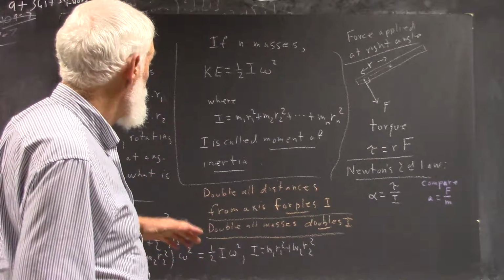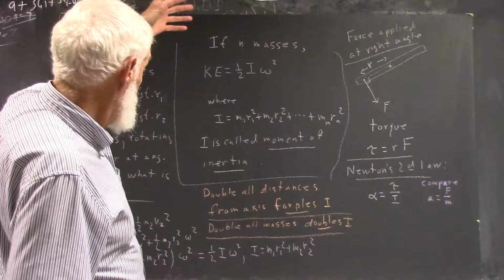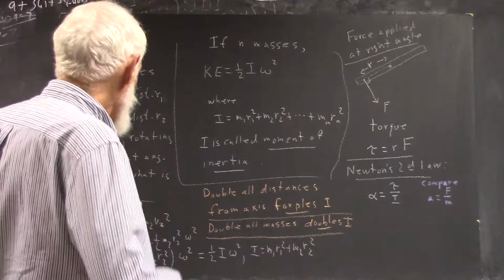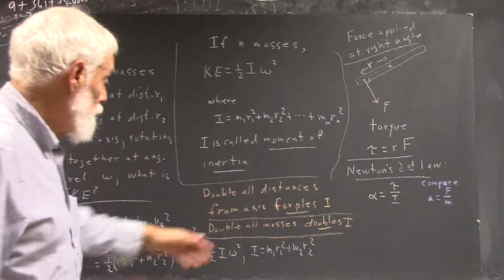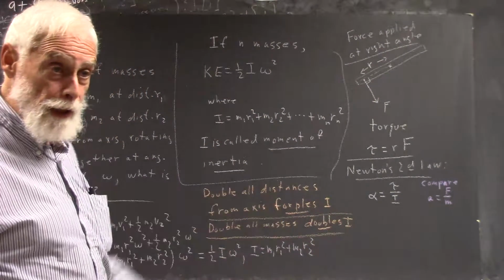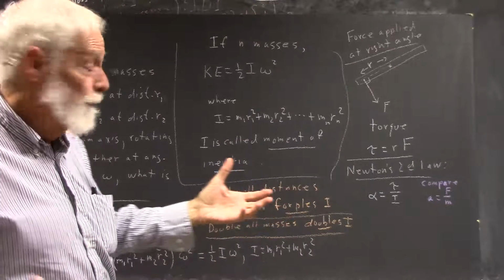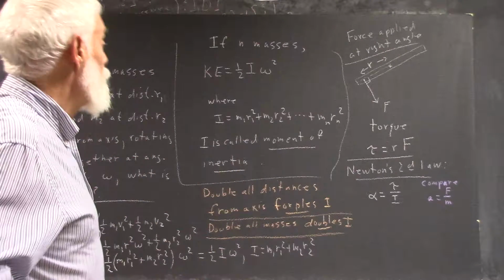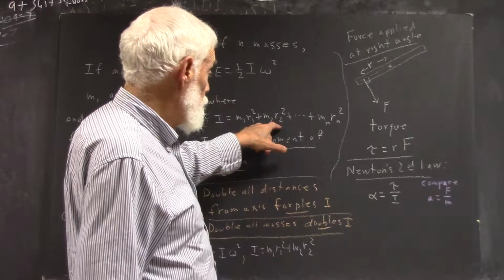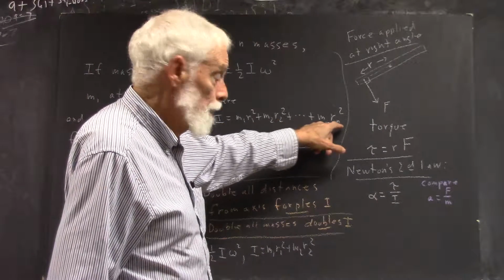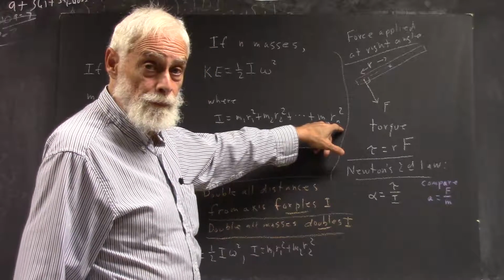Okay. If there are n masses, what do you do? Well, if there are 3 masses, then you'd have an m3 r3 squared added here. They just add up. So you just add them up for all the masses, however many you have: m1 r1 squared plus m2 r2 squared, all the way up to m sub n r sub n squared.